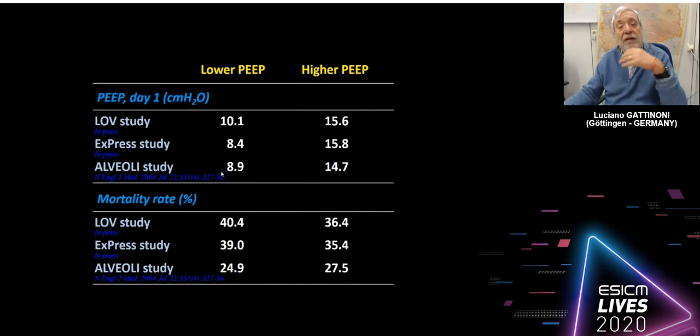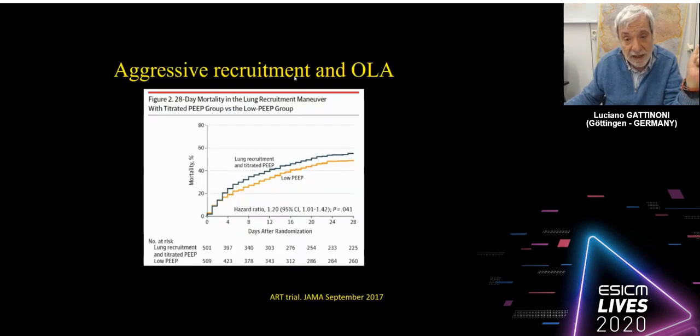Now you can do whatever subgroup analysis and so on you want. These are the raw data. That means within this range of pressure, lower or higher PEEP are equivalent. But if you use higher PEEP than 15, the volutrauma wins.